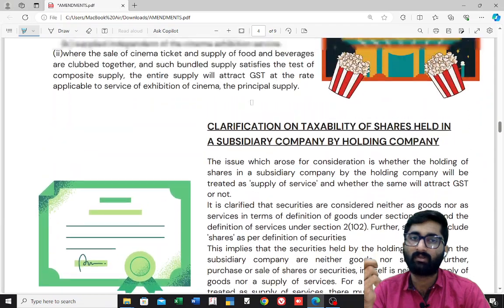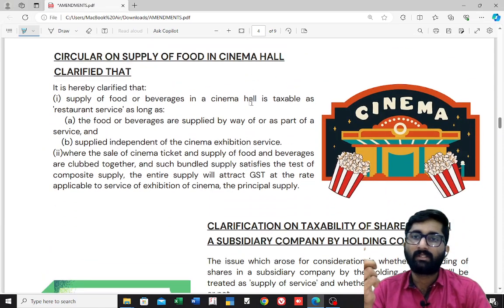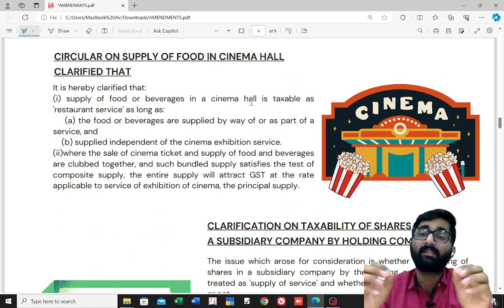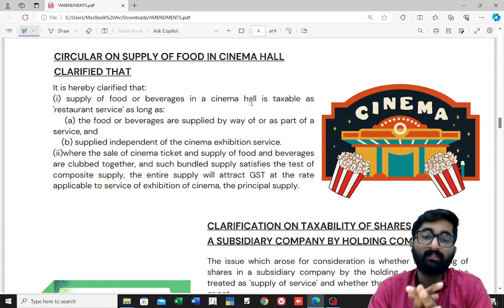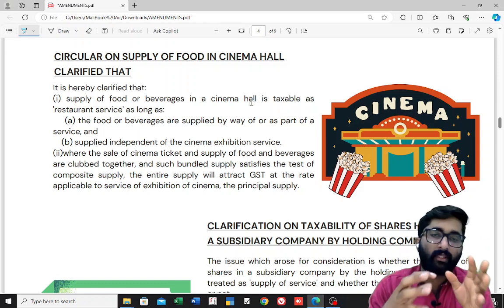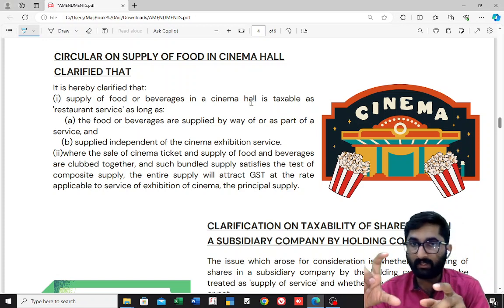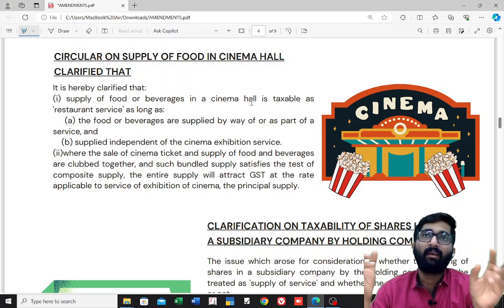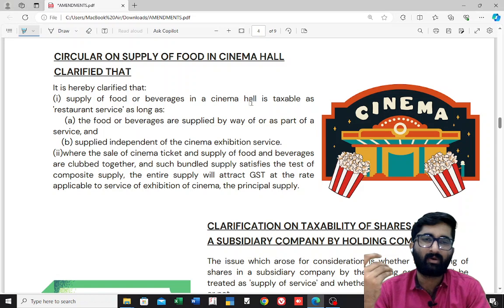Next one, there was one circular. See, you go to the cinema hall, no? Circular on supply of food in the cinema hall, which has clarified that. What have they clarified? See, I go to the cinema hall and I purchase one ticket. First, I purchase one ticket and I go to the cinema hall. And there in the interval, I purchase popcorn. I purchase this, any other things which are there in cinema halls.